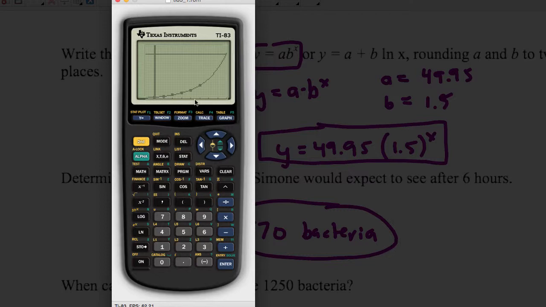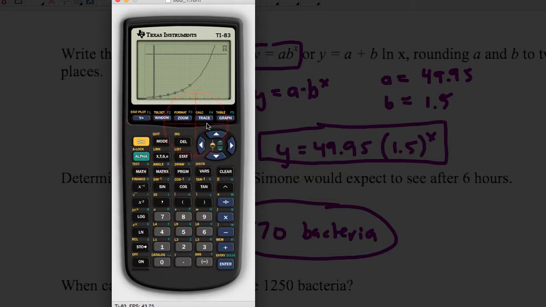I don't really like what that looks like. I think what I might do is go to my window and change my x max to 10. I think I'll be able to see it a little better. Let's try that. This thing's so slow. If you have a TI 84 or 84 plus or some other TI, it's a little bit faster. This is a bit of a drawback to TI 83. There you go. This is the point we want to know right there.